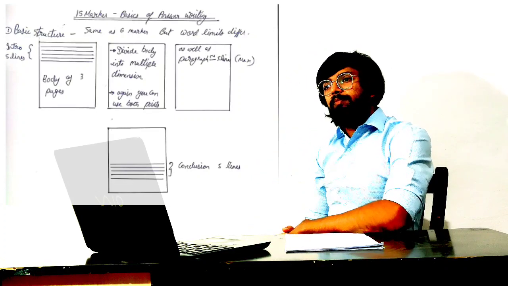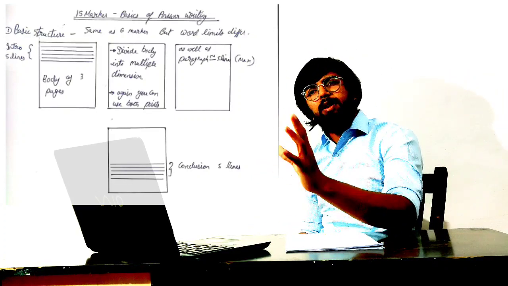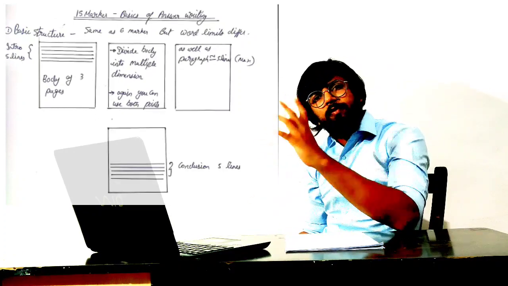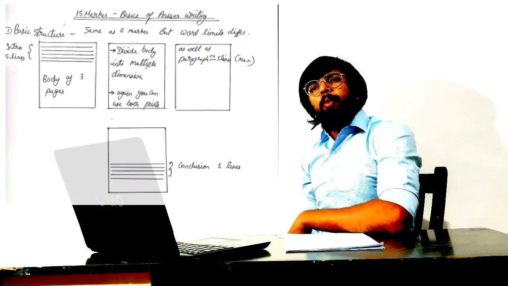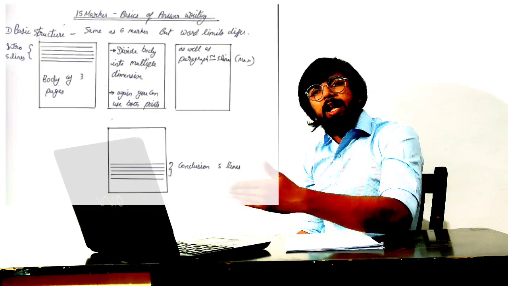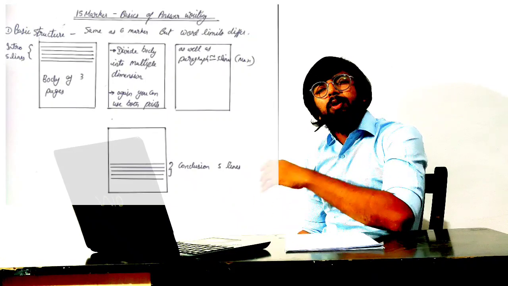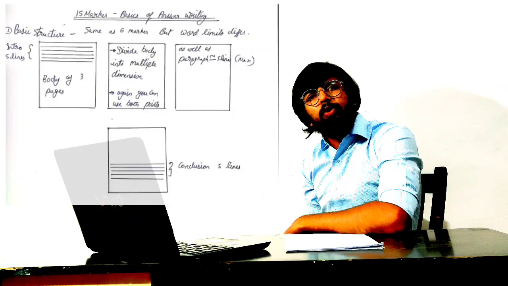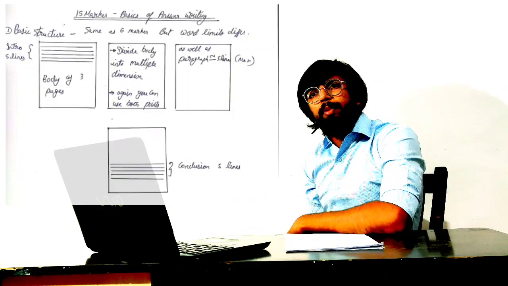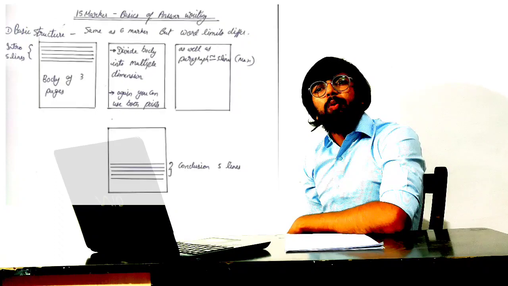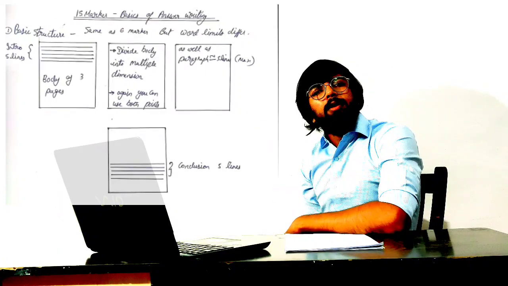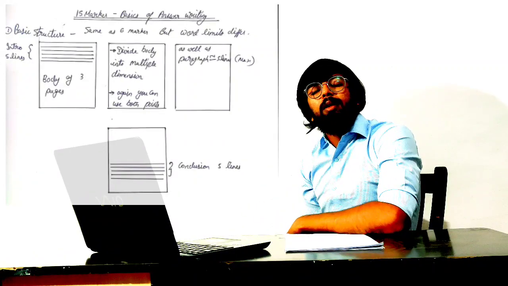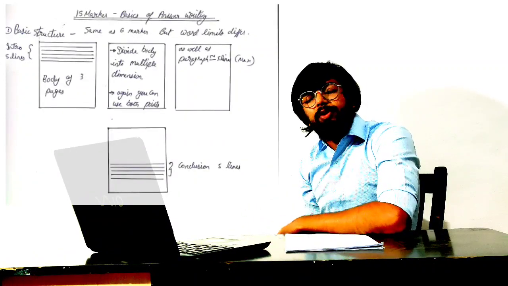Second point is body. The body of an answer like a 15 marker will be around 2.5, 3 pages. So basically the types of question that have been asked in MPPSC so far, the question is already broken into 2 to 3 different topics, subheadings. For example, in the past a question on malnutrition has been asked: what are the causes, status and effects of malnutrition, and the steps taken by the government.